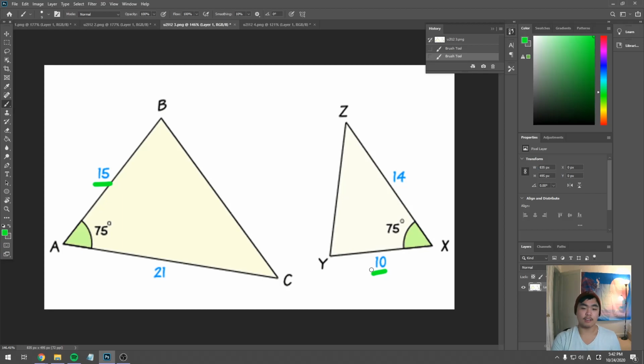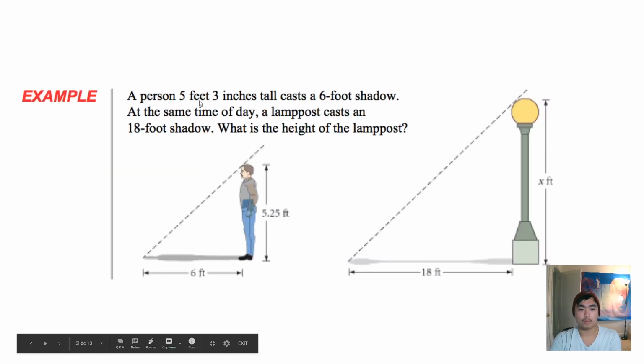Another big thing, right? Just because these triangles don't look the same doesn't mean they aren't the same. Notice when I turned it, it actually turned into the right shape. So keep that in mind, right, as you're doing these similarity problems.